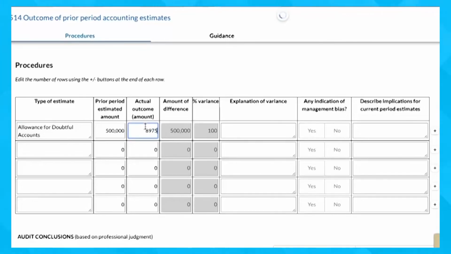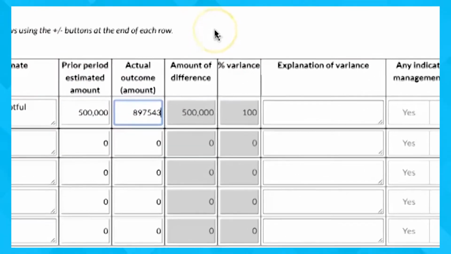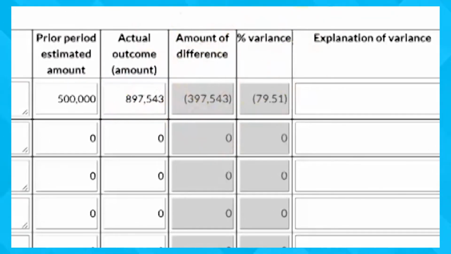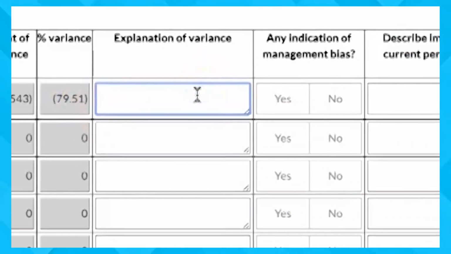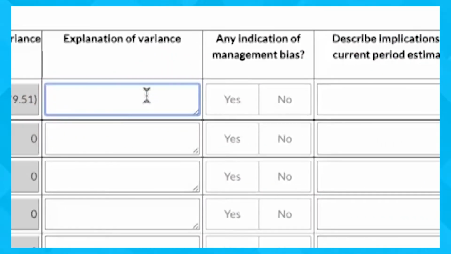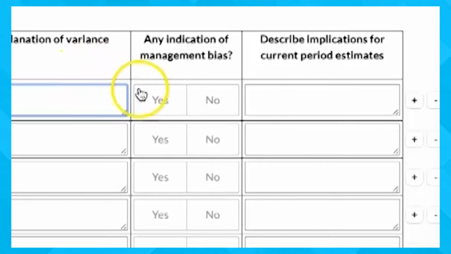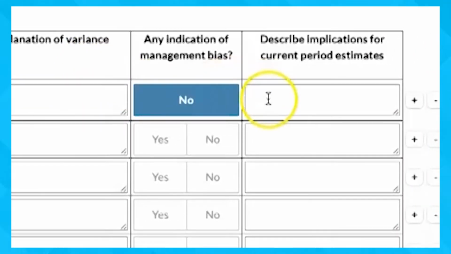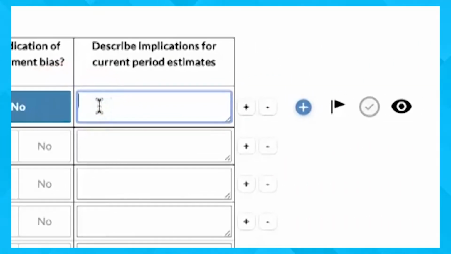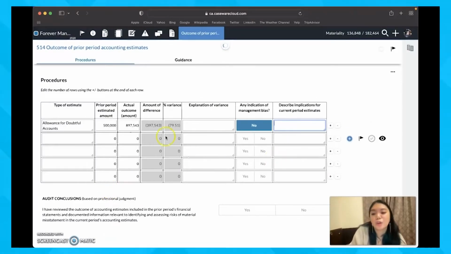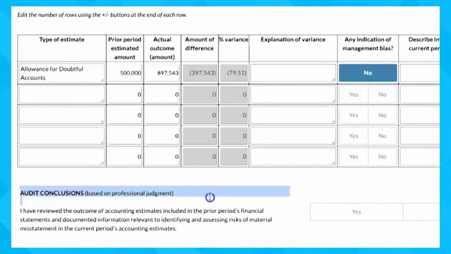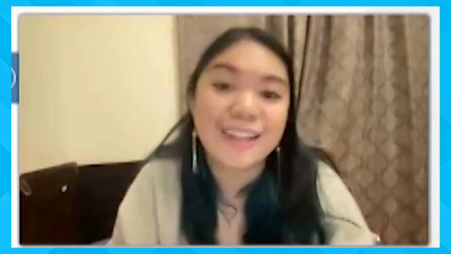Random numbers. Caseware will automatically compute the amount of difference and the percentage of variance. So, dito, mailalagay natin yung explanation of variance according to the information that we've gathered so far. Any indication of management bias, yes or no. And also here, as an auditor, we should describe implications for current period estimates. And lastly, dito sa document na to, makita natin yung audit conclusions based on professional judgment. If you have already reviewed the outcome of those accounting estimates, you can just put yes and you're done.